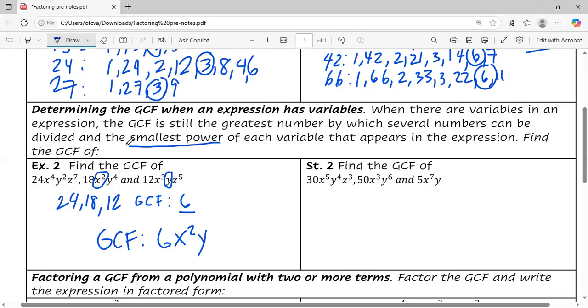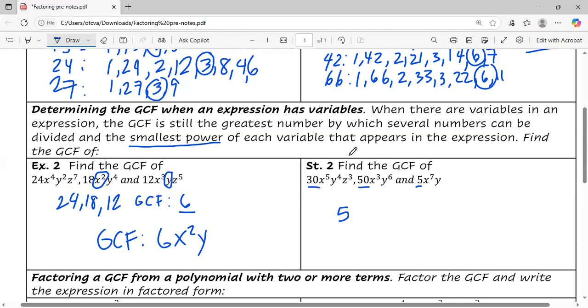All right, so let's try the next one. Remember, pause, do it on your own, and then play again so that you can see if you did it right. So your GCF for 30, 50, and 5 will be 5. It's the biggest number by which 30, 50, and 5 are all divisible. Then when you compare variables to see if they all have the same variables in common, you notice that the first one has x, y, z, the second one only has x and y, and the last one has x and y. So we can't really take out z.